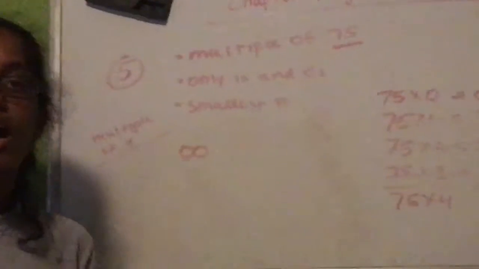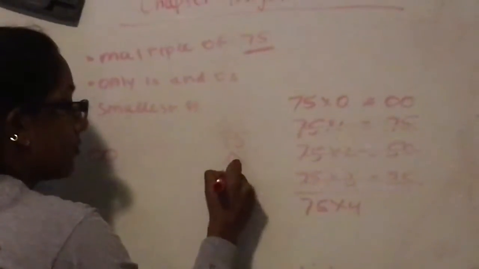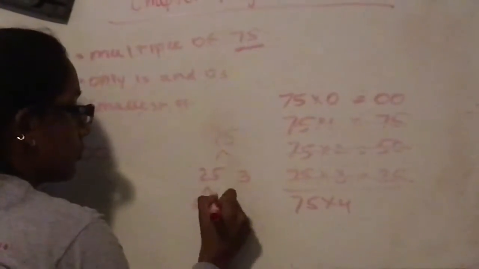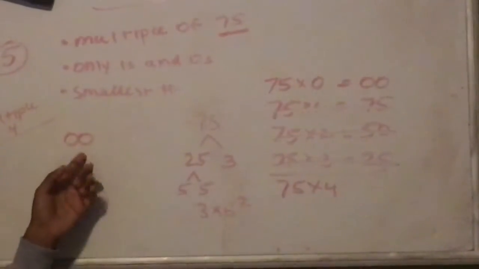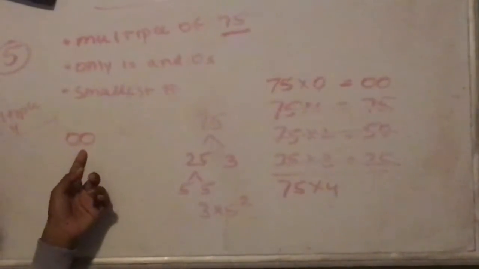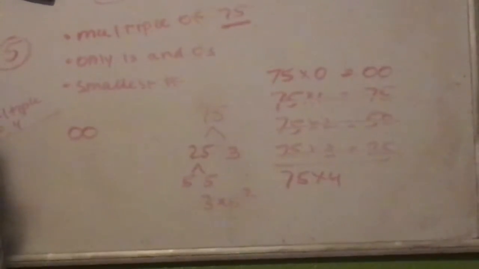Now, I'm going to quickly prime factor 75. Three times 5 squared. So we've already covered the 5 squared because we know that if it ends in 0, 0, it's a multiple of 5. Now, what about the 3? As our divisibility rules state, for any number to be a multiple of 3, the sum of the digits has to be a multiple of 3.